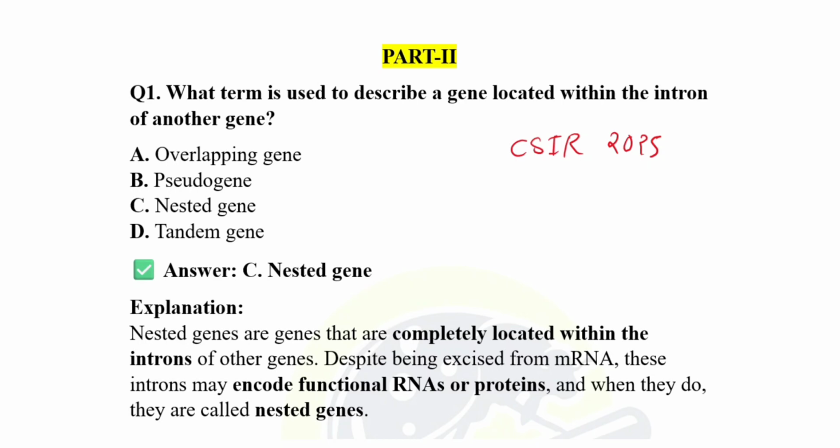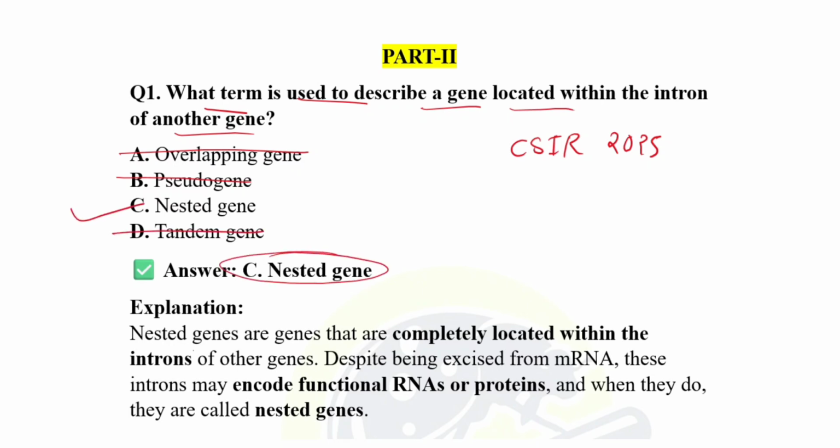So the first question is, what term is used to describe a gene located within the intron of another gene? What do we call that gene which is located within the intron of another gene? That is known as not an overlapping gene, not a pseudo gene, and not a tandem gene. Instead it is known as the nested one.